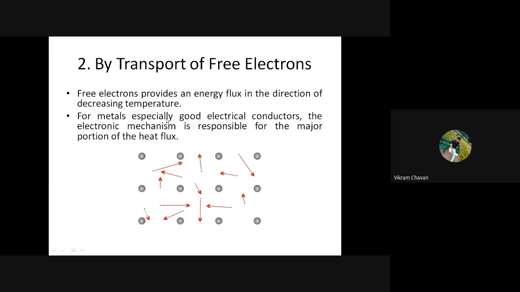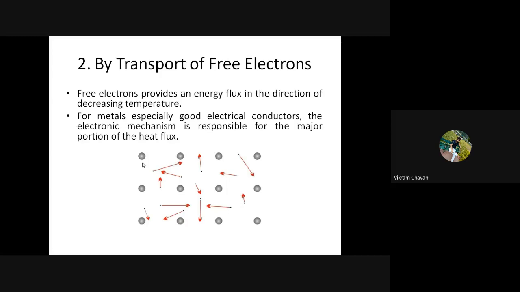For metals, especially good electric conductors, the electronic mechanism is responsible for the major portion of the heat flux. Heat flux means the heat transfer rate per unit area. We will come to know the meaning of this term in the upcoming slides. But here you have to remember that electrons always move from the high temperature region to the low temperature region, and while moving they carry the heat from one region to another.